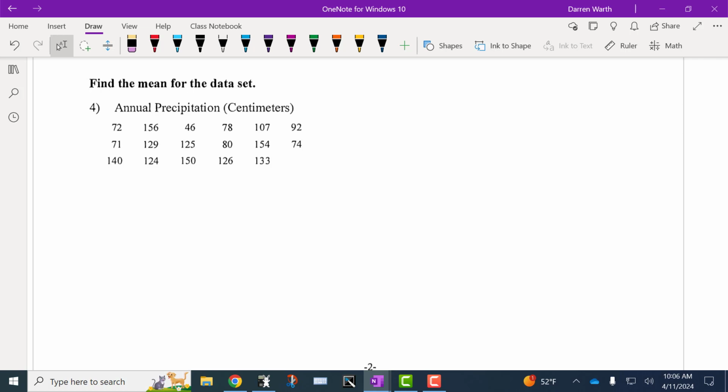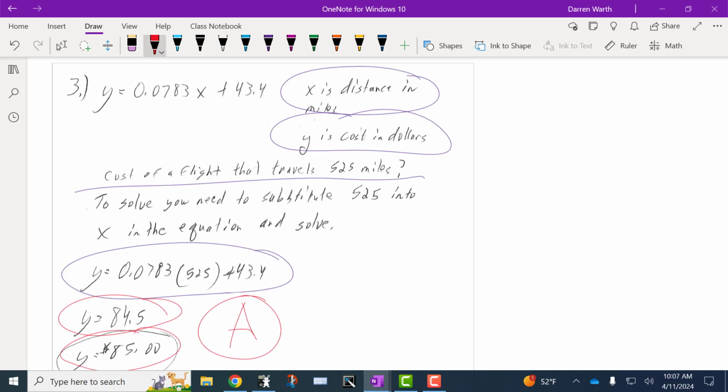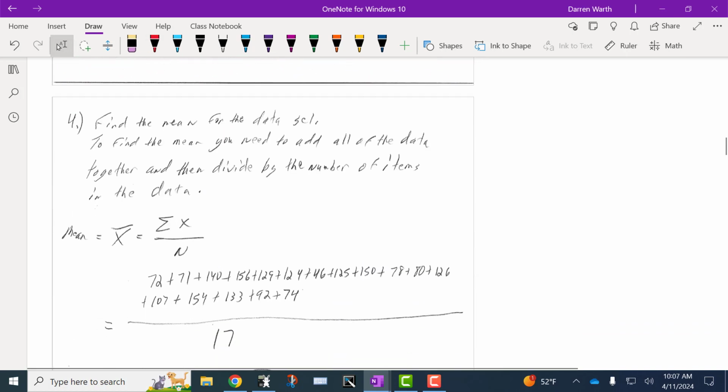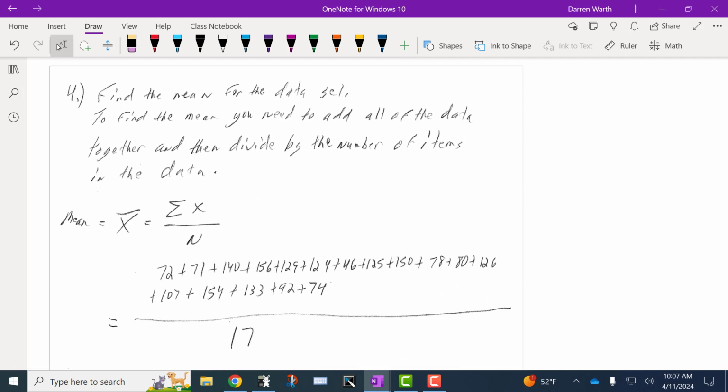So remember, to find a mean, what you have to do is add all the data set together and then divide by that number. So if you look at your solution guide, here's all my numbers right here. Looking at the solution guide on number 4, it says find the mean for the data set. To find the mean, you need to add all the data together and then divide by the number of items in the data. And just as a reminder, this is the symbol for mean. It's a little x with a bar over it. That means find the mean. And the symbol means sum all your x's together and divide by the number there is.